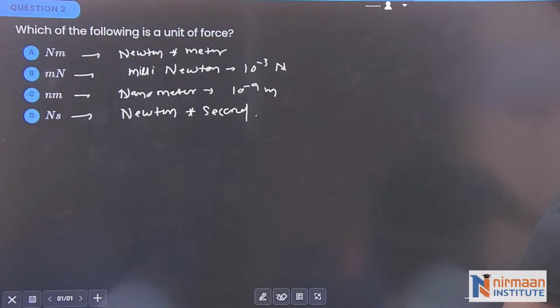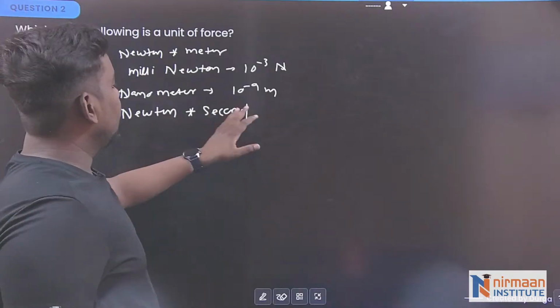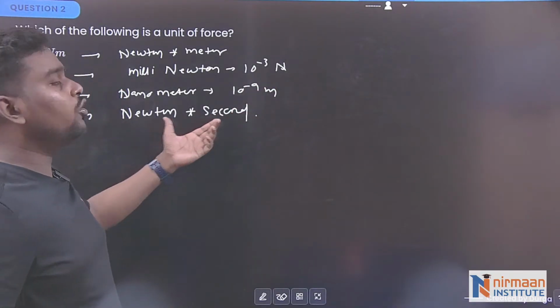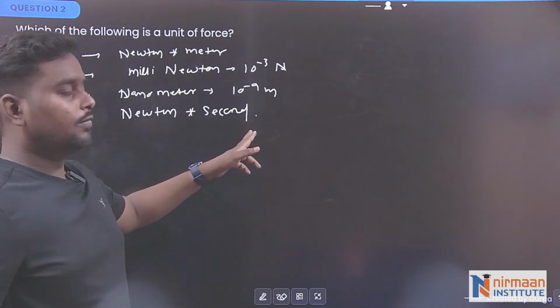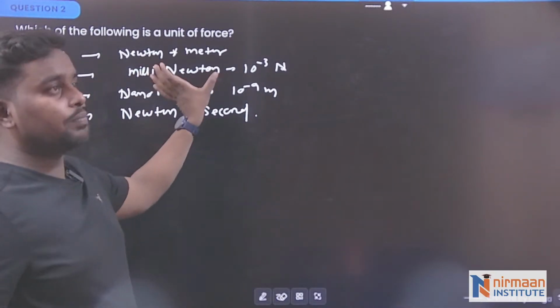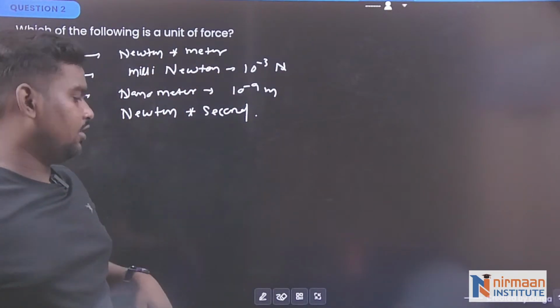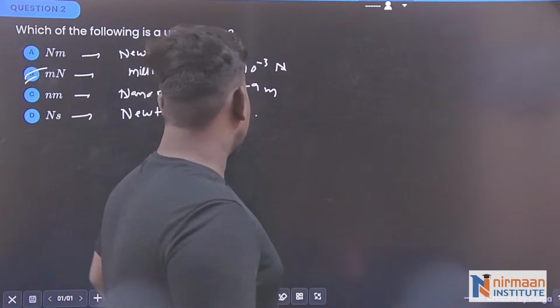Okay, the answer is option B. It's milli-Newton. See, it is Newton into second, it's force into time. Nanometer is a distance. Milli-Newton is force. It's Newton into meter. So option B will be the answer.